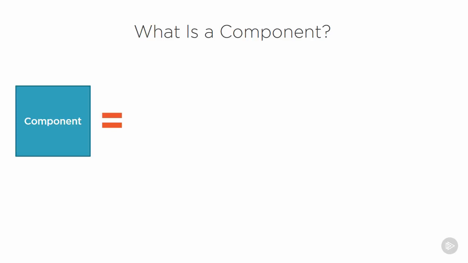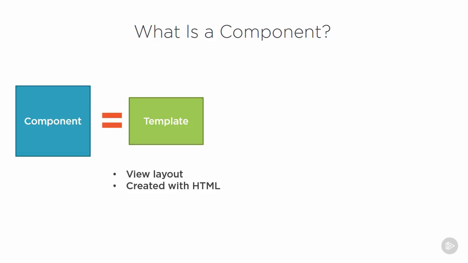An Angular component includes a template, which lays out the user interface fragment defining a view for the application. It is created with HTML and defines what is rendered on the page. We use Angular binding and directives in the HTML to power up the view. We'll cover binding and directives in the next module.